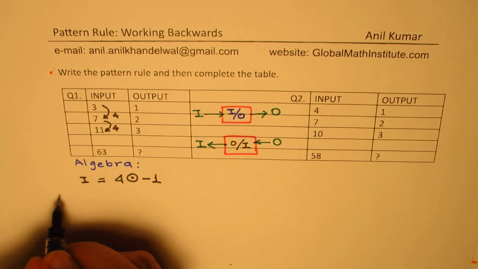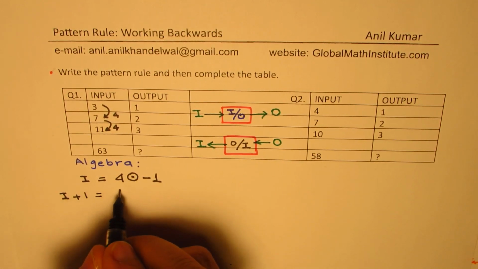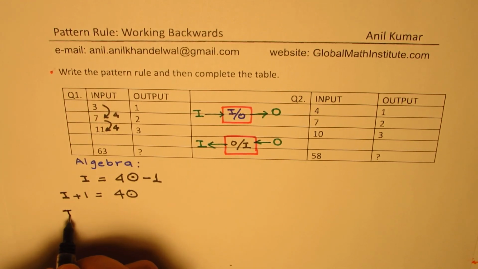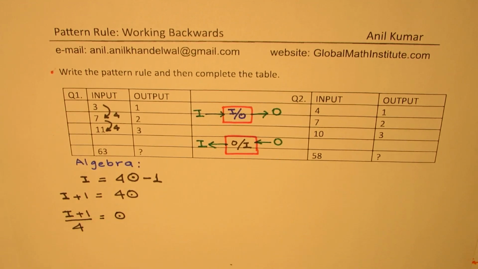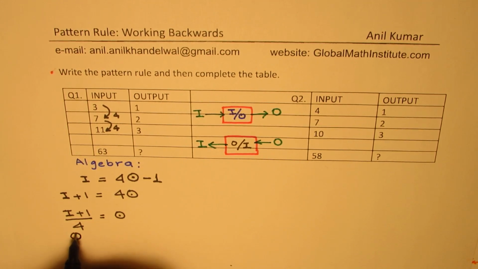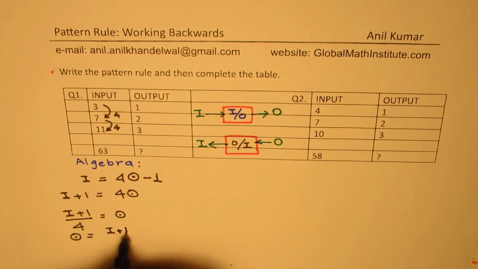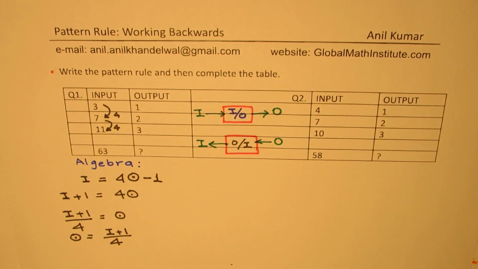So we'll rearrange. So to rearrange, we'll do input plus 1 equals to 4 times the output, right? Or we can say input plus 1 divided by 4 is equal to output. Does make sense to you, right? So we get our rule that output O is equal to, you need to add 1 to the input and then divide by 4. Does make sense to you? So we get our pattern rule.